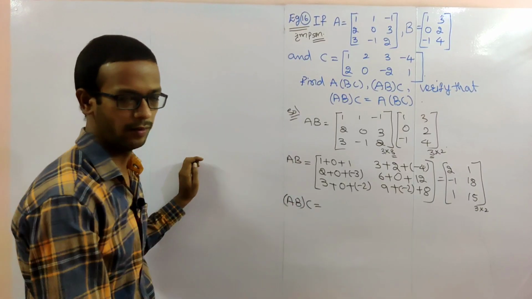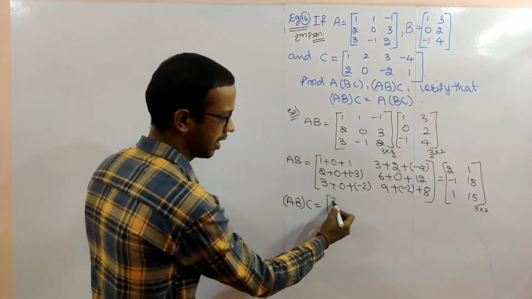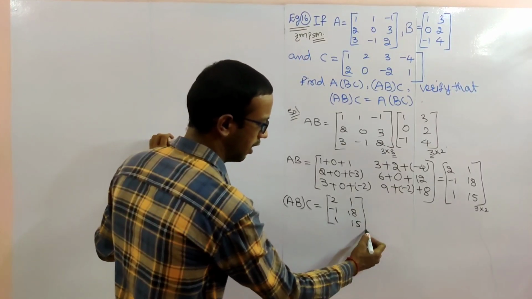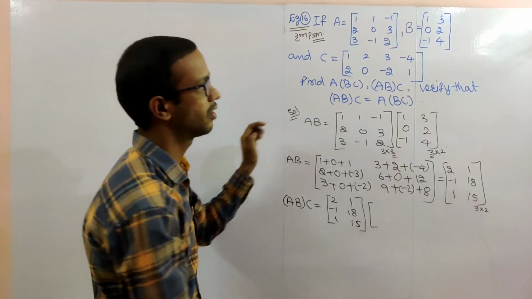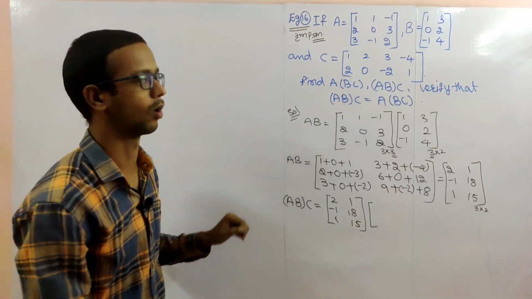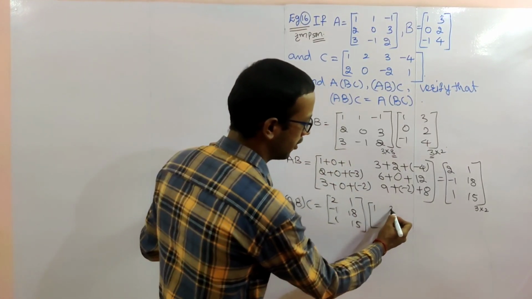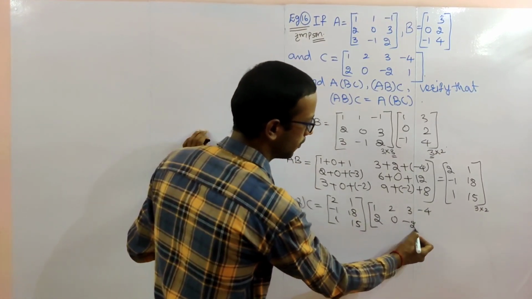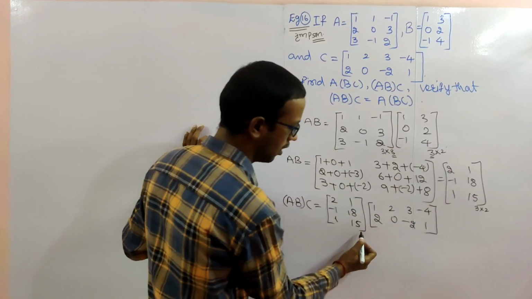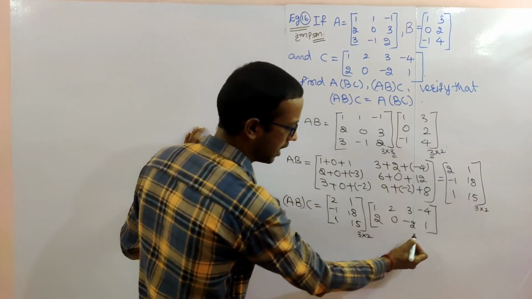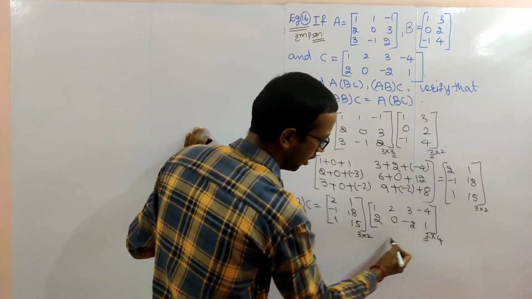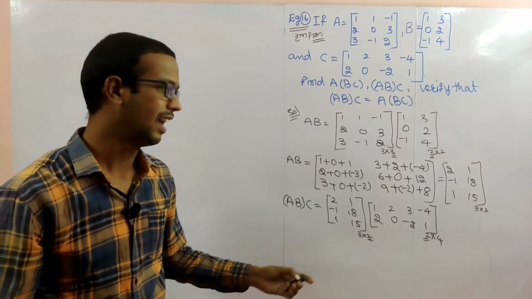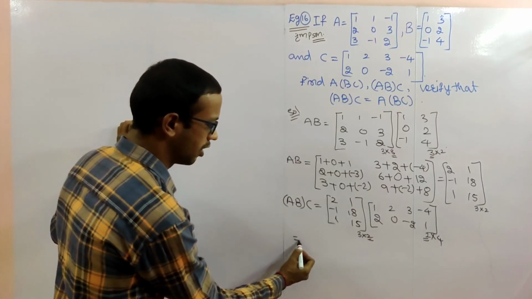What is the AB matrix? The AB matrix is [2, 1; minus 1, 18; 1, 15]. Next, the C matrix, observe carefully, is a 2 by 4 matrix: [1, 2, 3, minus 4; 2, 0, minus 2, and 1]. You observe this is a 3 by 2 matrix and this is a 2 by 4 matrix. The number of columns is equal to the number of rows, so multiplication exists. So how to do the multiplication?